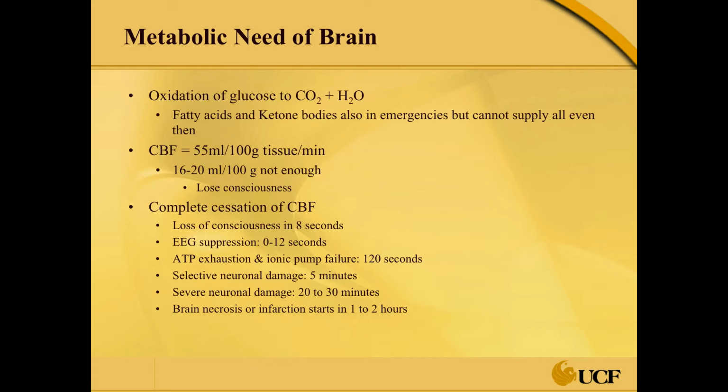The EEG will show suppression in as little as 0 to 12 seconds. You get ATP exhaustion and ionic pump failure in about 2 minutes. Selective neuronal damage can occur in about 5 minutes. Severe neuronal damage in 20 to 30 minutes. And then brain necrosis and infarction in as little as 1 hour, up to 2 hours, right? So we know that time is tissue, and brain death starts to occur pretty much within 5 minutes, right? So whatever the cause is that the patient's presenting with in terms of decreased cerebral blood flow, we've got to correct it pretty fast.